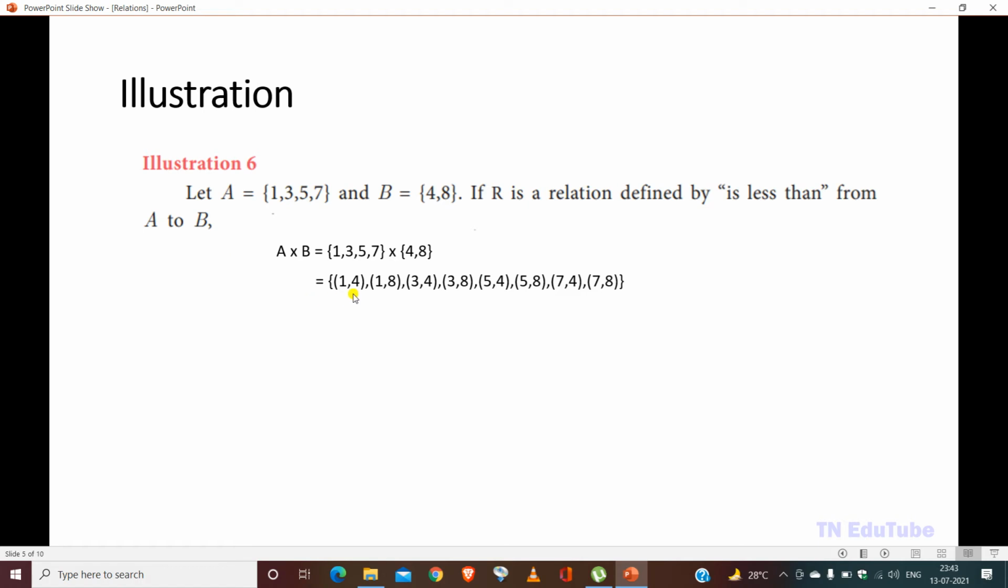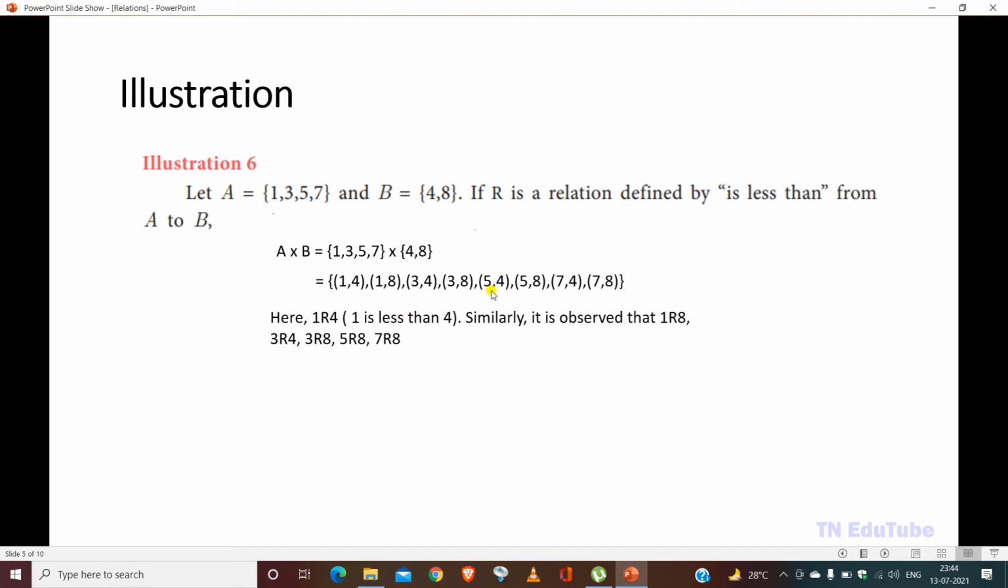We know that 1 is less than 4, so 1 is related with 4. 1 is less than 8, so 1 is related with 8. 3 is less than 4, so 3 is related with 4. 3 is related with 8.